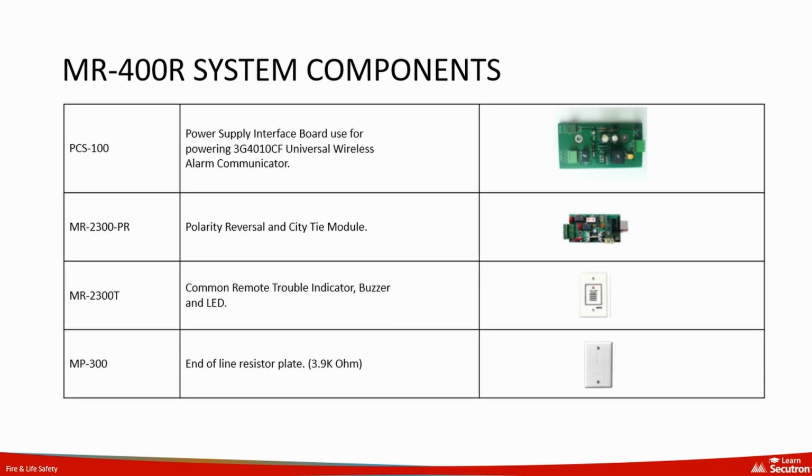Lastly, other system components for the MR-400 include the PC-S100 power supply interface board, the MR-2300PR for polarity reversal city tie functions, the MR-2300T, a common remote trouble indicator with a buzzer and LED, and the MP300, which is an end-of-line resistor plate.